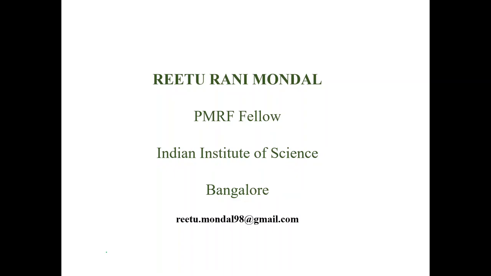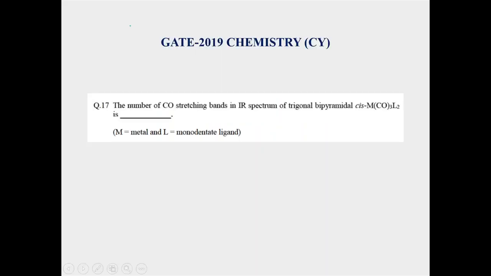Okay. Today we will be starting with this question, which came in GATE 2019. Question number 17. The question is: the number of CO stretching bands in the IR spectrum of trigonal bipyramidal cis MCO3L2. Here they are asking how many total IR active carbonyl stretching bands are in this particular complex. If you see this question, you will feel that this is an inorganic chemistry question, but this needs the concept of group theory for solving it.